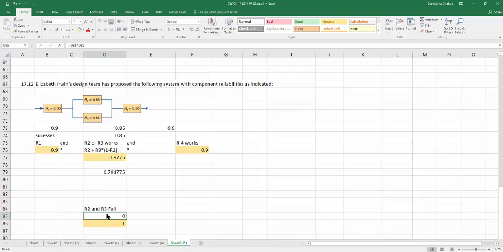So just to show you, R2 and R3 fail is 0.15 times 0.15, and the probability that both of these will fail is 0.0225. Therefore, the probability that at least one of them will not fail is 0.9775, which is same as how we got here. So whichever method you like, whatever works for you.